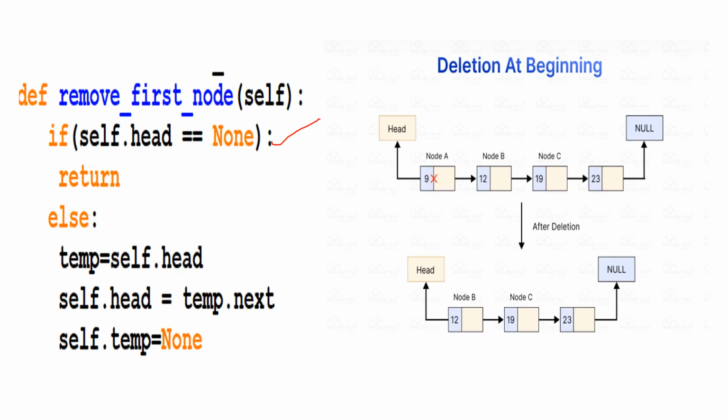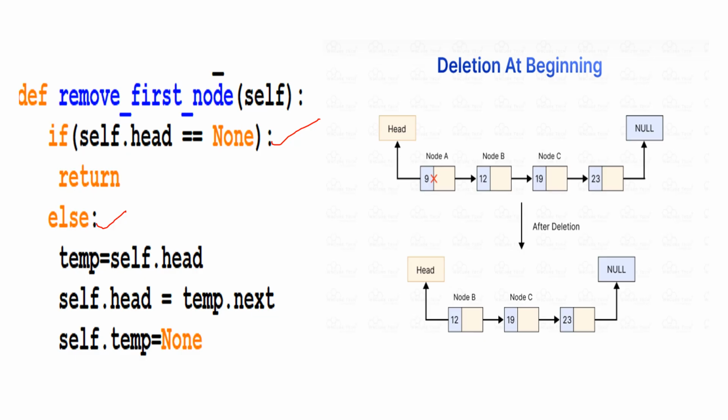If self.head is None, we can't delete any element from the start because there is no linked list. Else, if self.head is available, then we take a temporary variable, and the starting node will be stored in temp. Now let's see there are some nodes: 9, 12, 19, 23. The 9 is stored in the pointer head and the last node 23 will be null. Now we are going to delete the starting node.